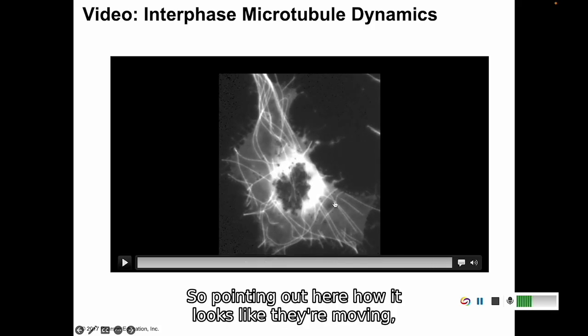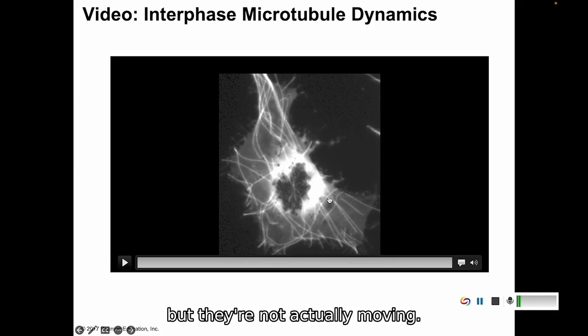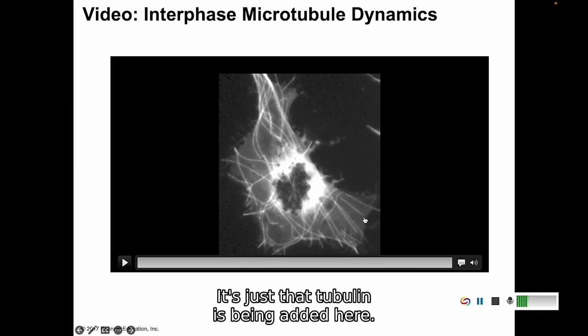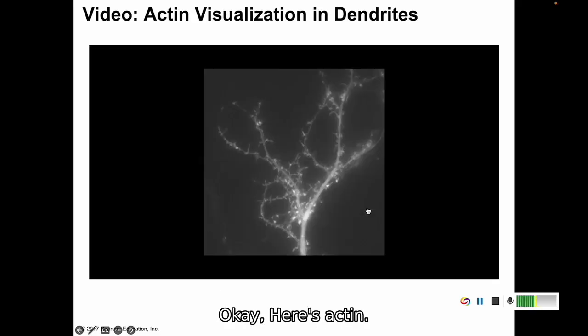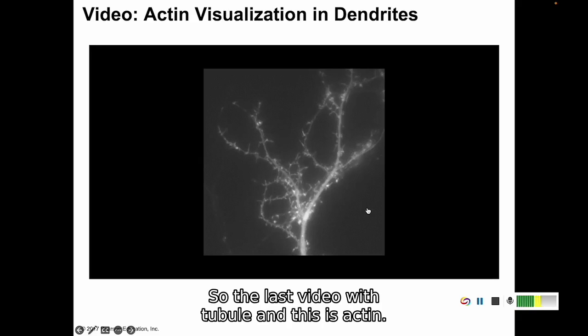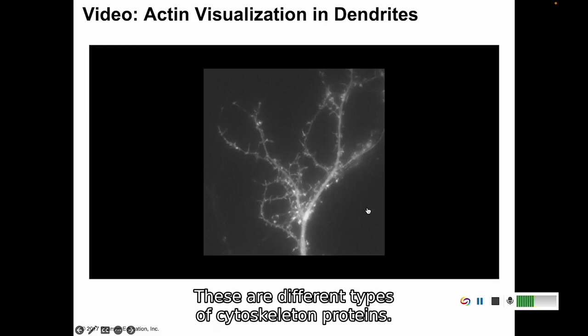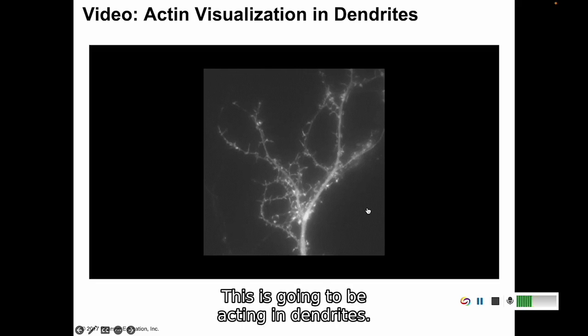So they're pointing out here how it looks like they're moving, but they're not actually moving. It's just that tubulin is being added here, so the skeleton is growing, and tubulin is being taken away here, so it just stops showing up because your cell is breaking it down there. Okay, here's actin. The last video was tubulin. This is actin. These are different types of cytoskeleton proteins.